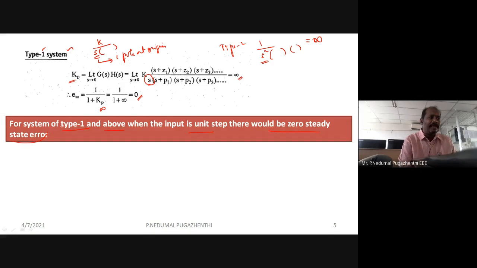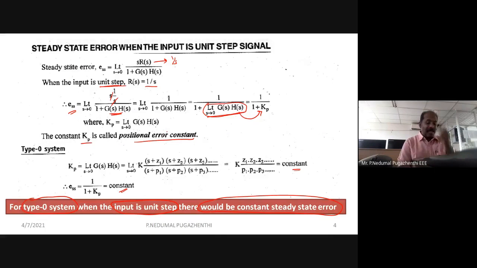You will not have any steady state error. Any doubts here? So you will have a steady state error for a unit step input if the system is a type 0 system. You will not have a steady state error for a step input to the system which is of type 1 or higher. This is the comment we want to close.